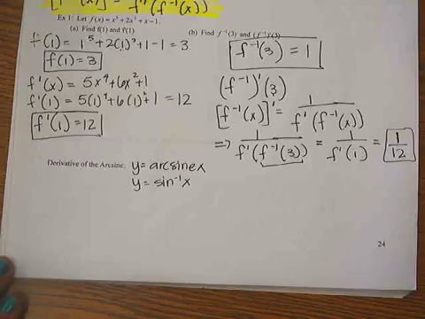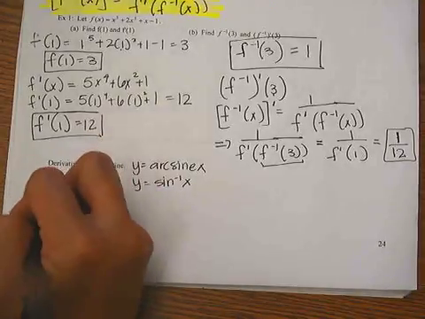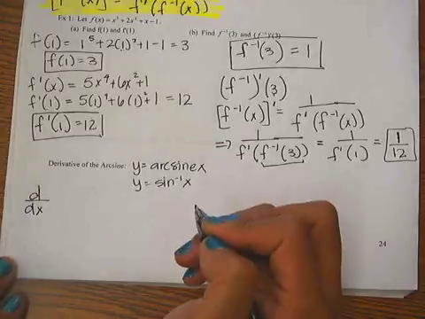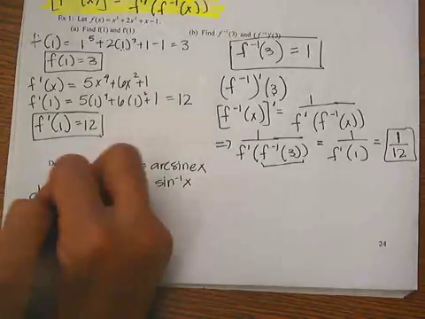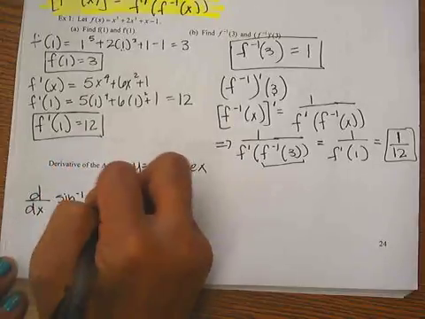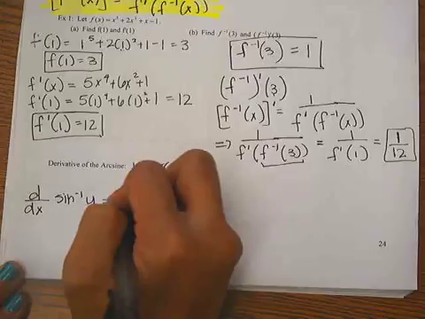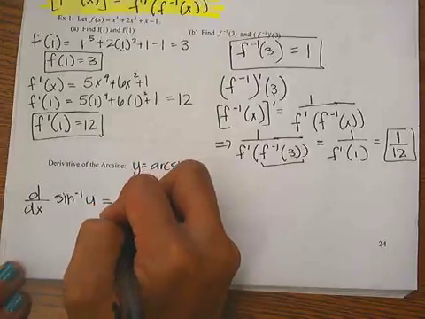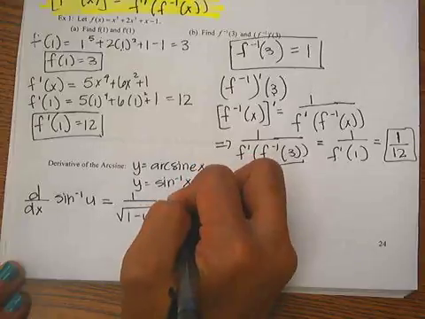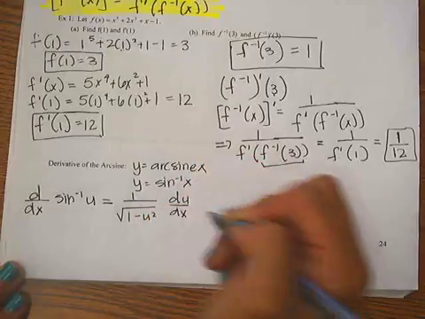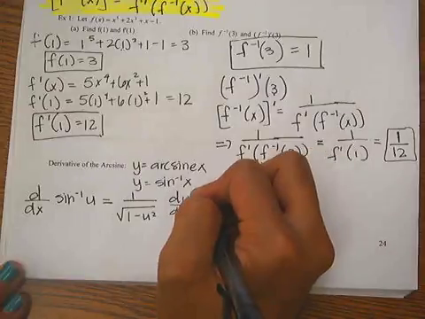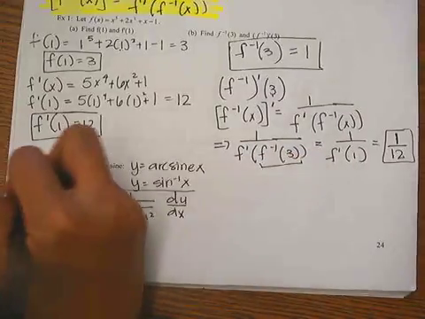Okay, so here we go. The derivative with respect to x of sine inverse of u is 1 over square root of 1 minus u squared times du over dx. Okay? So we can box that up.